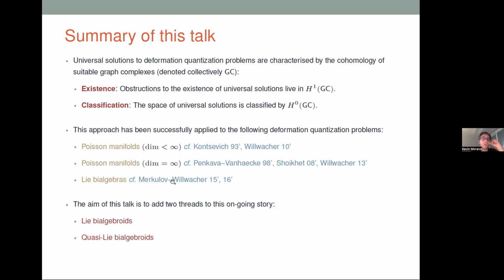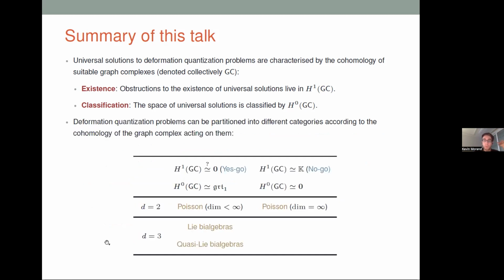And also for Lie bialgebras, we can recast the solution to the quantization problem in terms of graph complexes. So the aim of this talk will be to add two threads to this ongoing story by discussing Lie bialgebroids, which are a common generalization of Poisson manifolds and Lie bialgebras, and also some extension thereof known as quasi-Lie bialgebroids. So let me now present the results, and then I will give some argument for how to obtain these results.